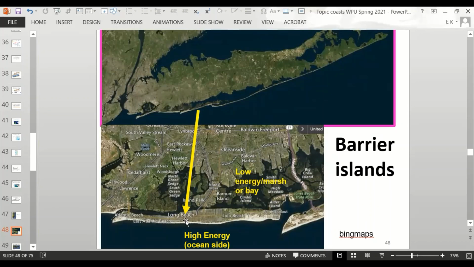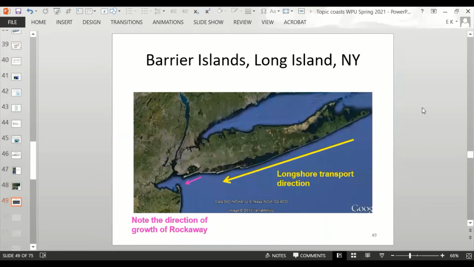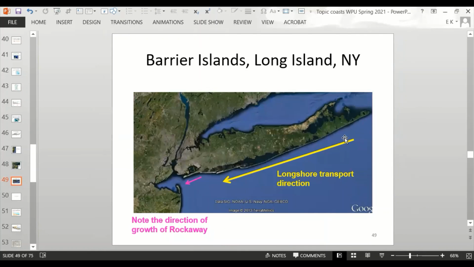So here's a closer look, right? So you have beach, and then behind that you have these bays where it's lots of salt marsh areas. This is Jamaica Bay over here, which is a large bay. Okay, and that's your longshore transport direction. And then this whole area here is the Rockaways, and that movement would be that direction. And here is the Sandy Hook Spit growing that direction.